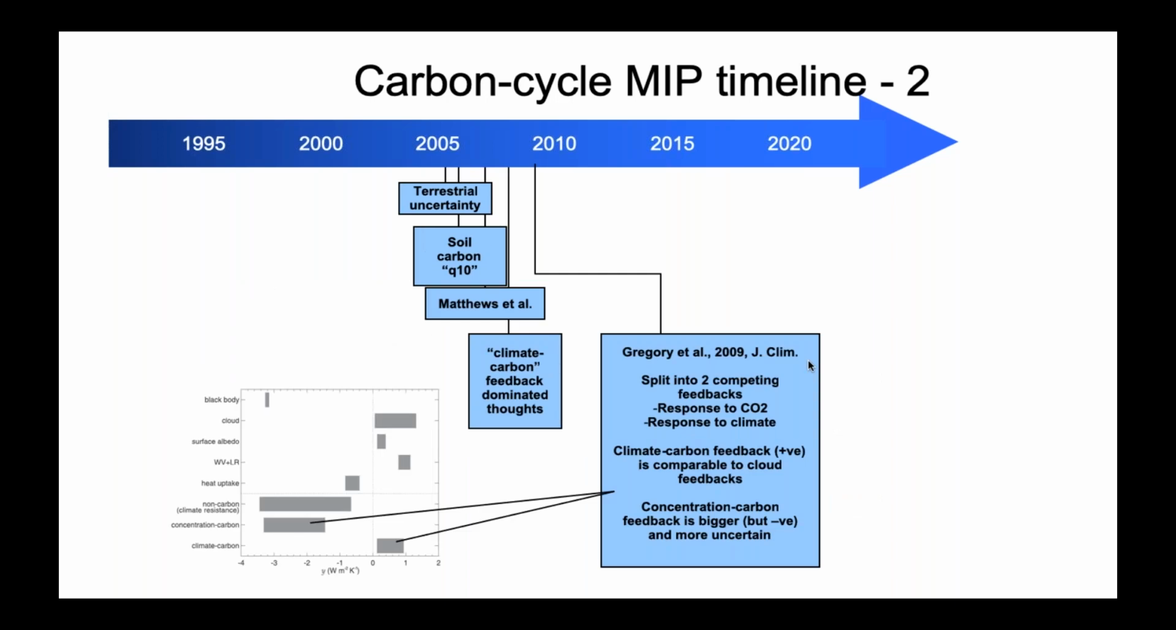Later on, Jonathan Gregory had a paper that, even though we already had these kind of beta and gamma terms to split up the response to CO2 and climate, it was Jonathan's paper that really stressed that we needed to see those things as two really separate and competing processes. And I'll talk a bit more about the implications of that in a minute.